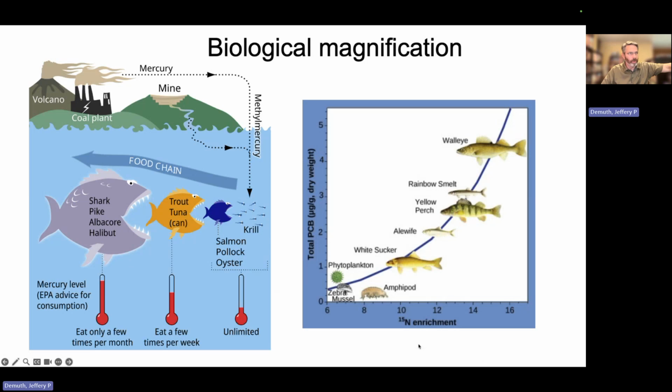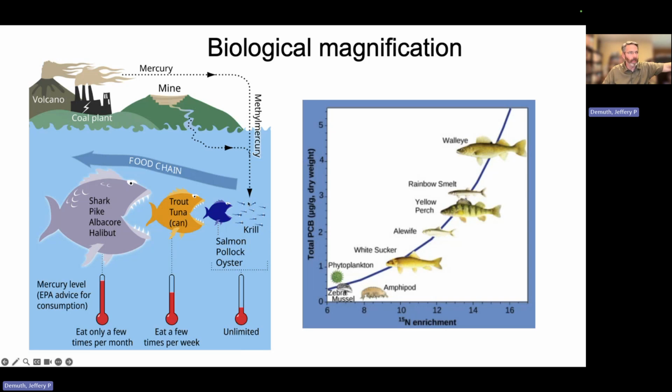Couple more slides just showing that biological magnification. This is one with heavy metals, mercury in particular, runoff from mines, coal plants, volcanic activity. Even if the level in the water is low enough to be safe, if you're really low down on the food chain, like primary consumers, krill, maybe secondary salmon, pollock, oyster, the bottom here is showing the recommendations for how much humans could eat of these and still be within safe limits.